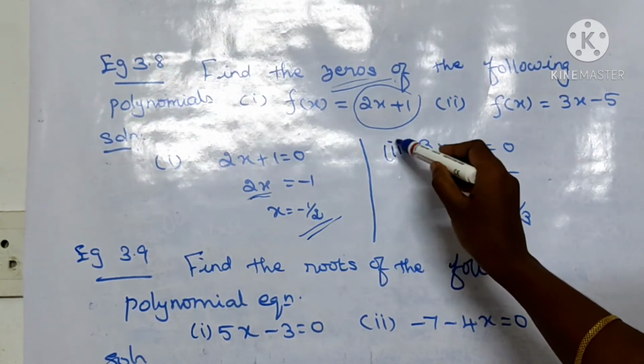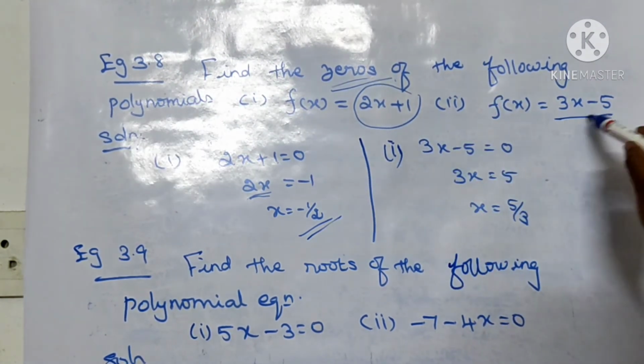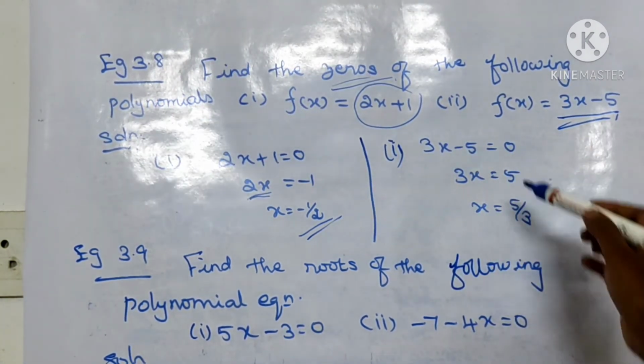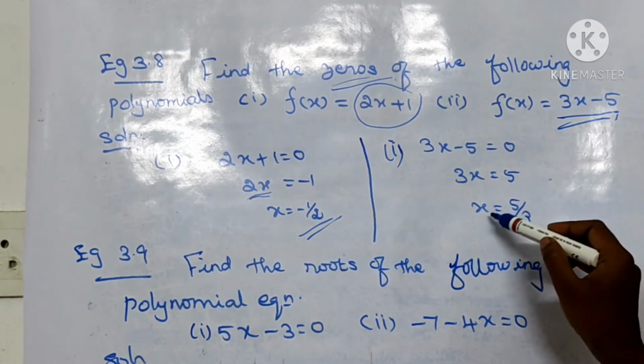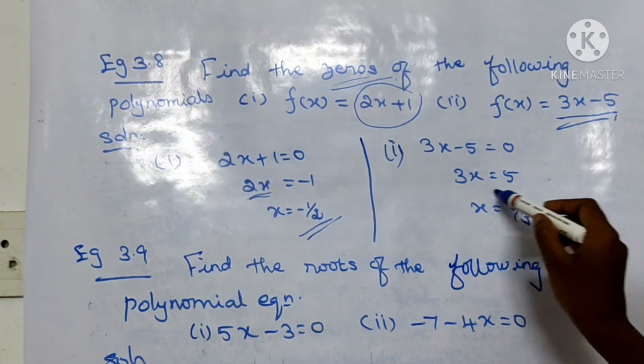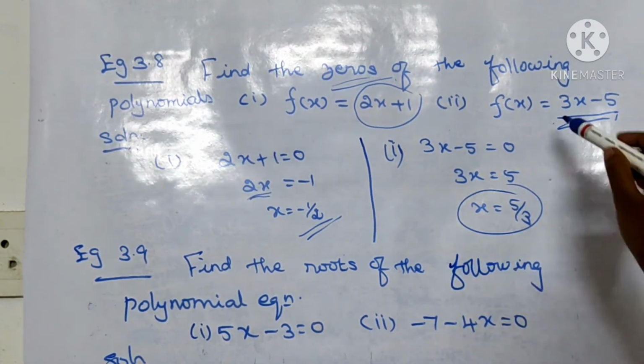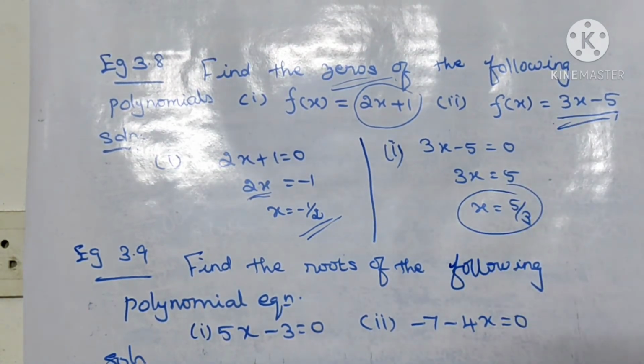Then the second one, 3x minus 5, is given. We consider 3x minus 5 equal to 0. So 3x is 5, and the value of x is 5 by 3. This is the zero of the polynomial in the second part. Let's look at the next sum. Example 3.9.